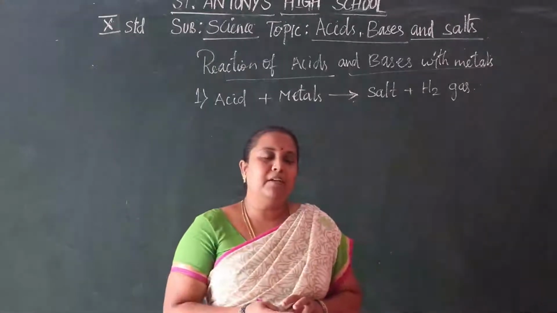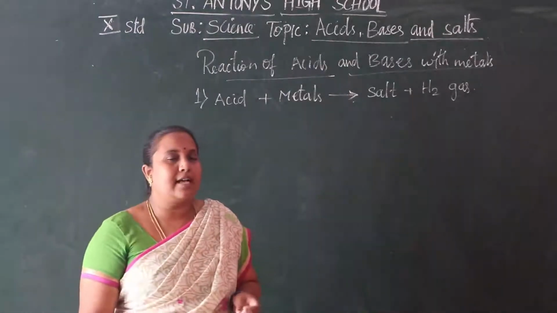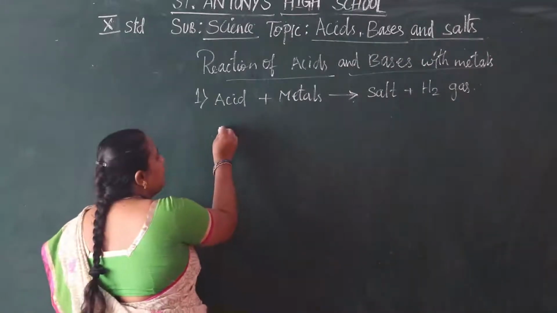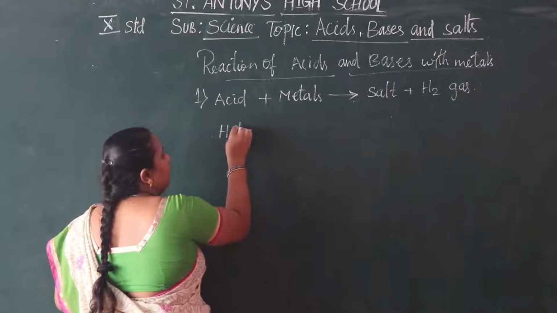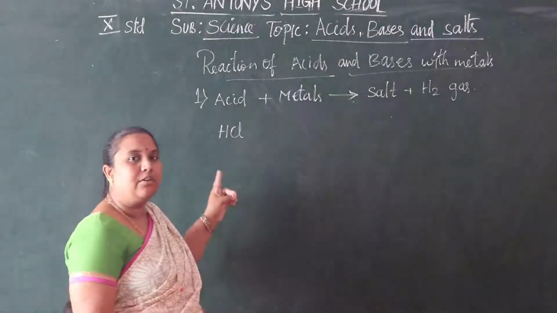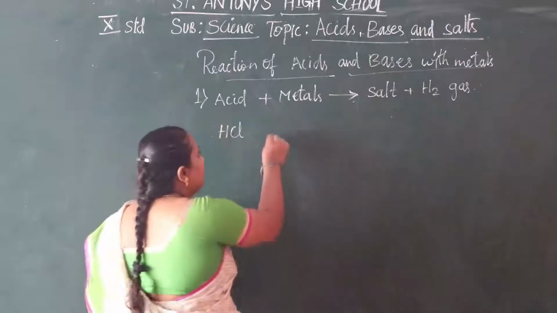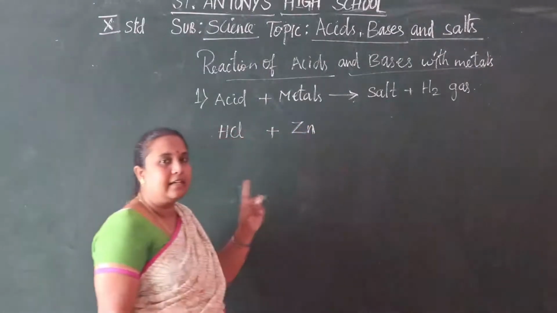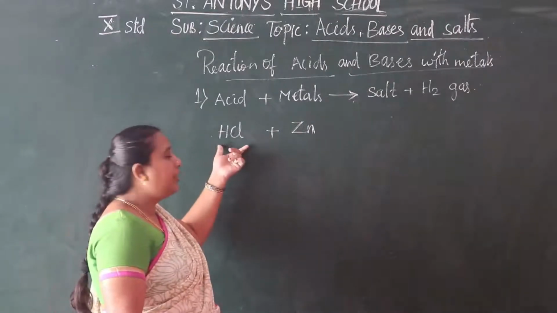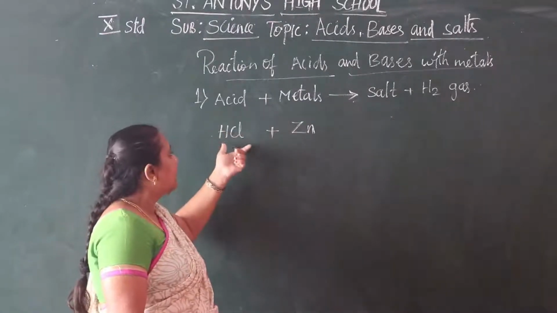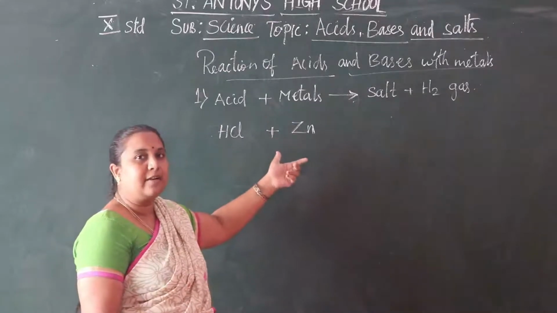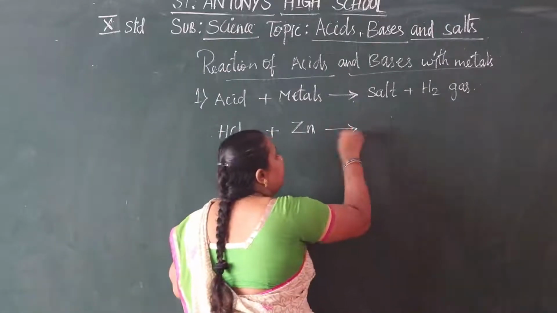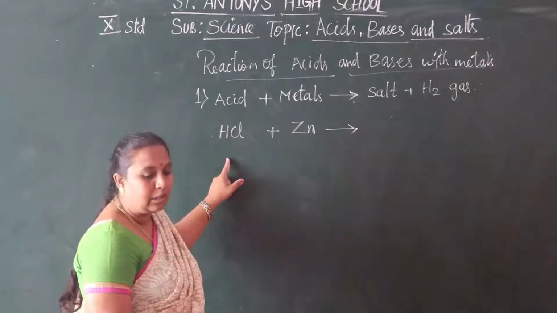So for example, we can take hydrochloric acid here, HCl. Hydrochloric acid plus metal. Which metal can we take? Zinc. Let us take zinc here. So hydrochloric acid, that is the acid, and the metal react and give salt. What is the salt? Zinc chloride.